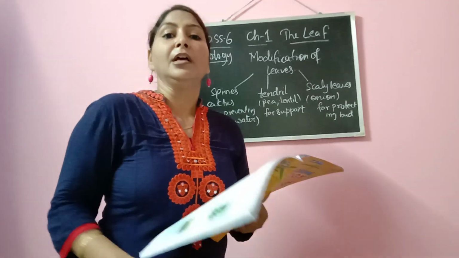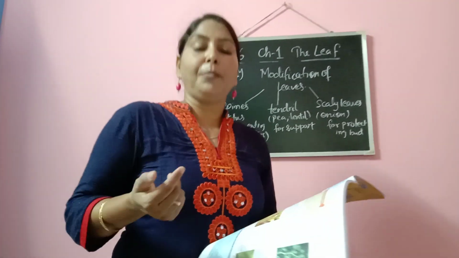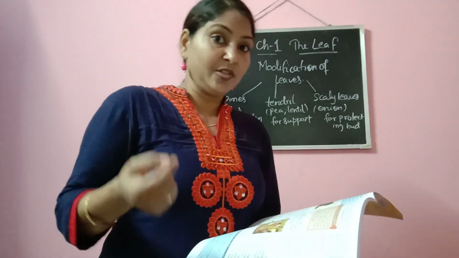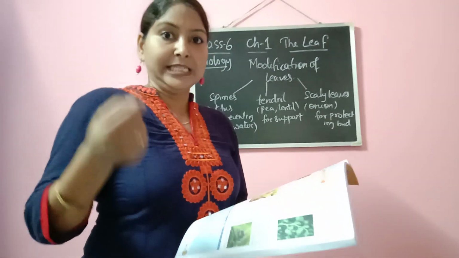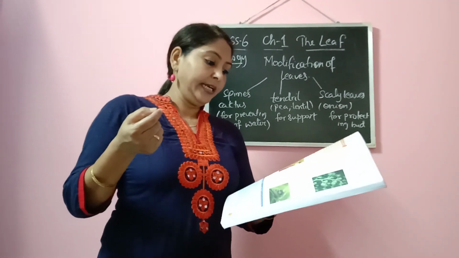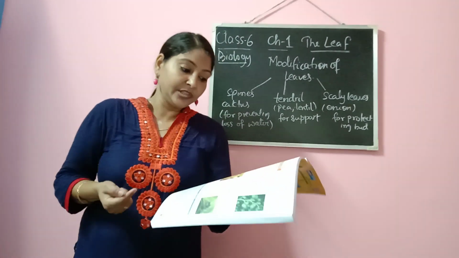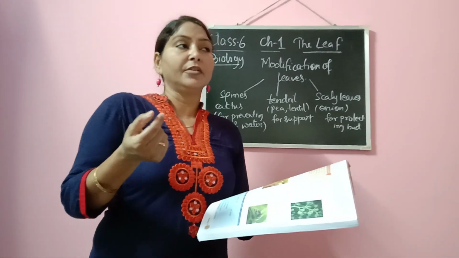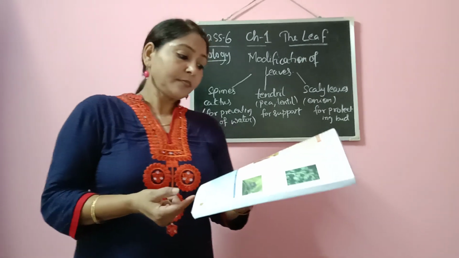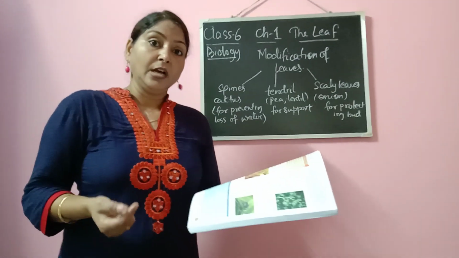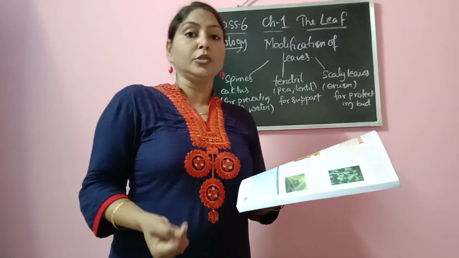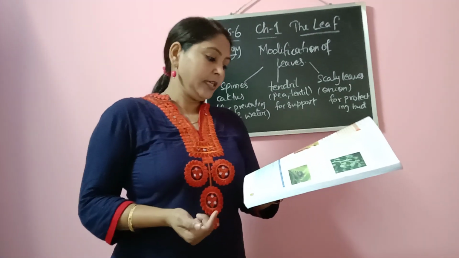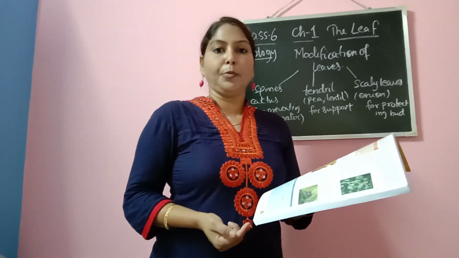Vegetative propagation means the reproduction or the growth of plants with the help of different parts of the plants, like for example the stem, then the leaves, then with the help of the fruits also. Then roots are also there. With the help of roots also you can grow new plants. So this is what vegetative propagation is.